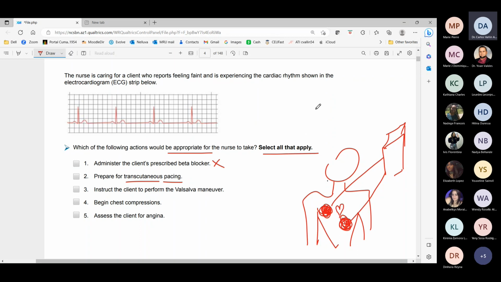It is not defibrillation. I'm not talking about defibrillation. It is not cardioversion. It's a pacemaker. So the client is conscious and doesn't need to be sedated. But through an electrical stimulus, this transcutaneous pacemaker can keep the heart beating faster.